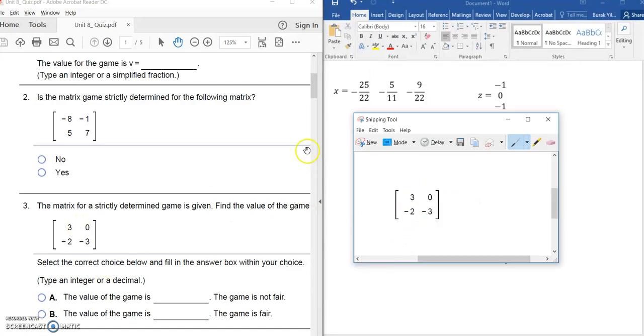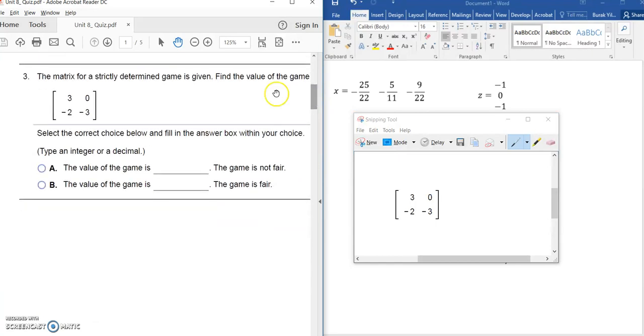Alright, so number 3 is quite similar to 2. So again, it tells you this is a strictly determined game, which means it has to have a saddle point. Find the value of the game, and the value of the game would be the saddle point. So again, we're going to do the circling and boxing. So in row 1, you have 3 and 0. Take the minimum. So 0 is obviously the minimum. And then row 2, -2 and -3. -3 is smaller. So I'm going to circle -3.